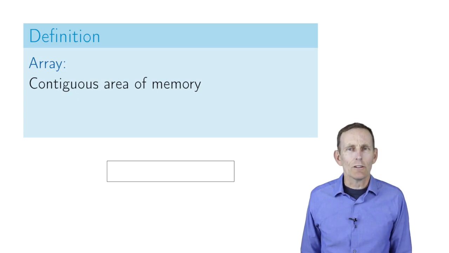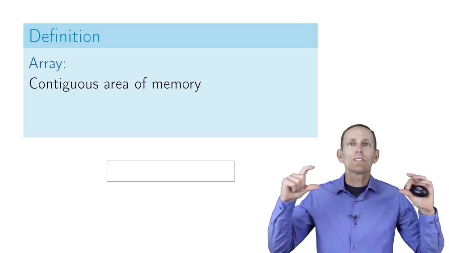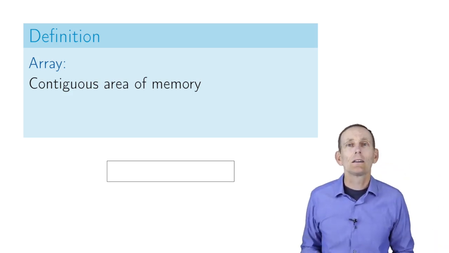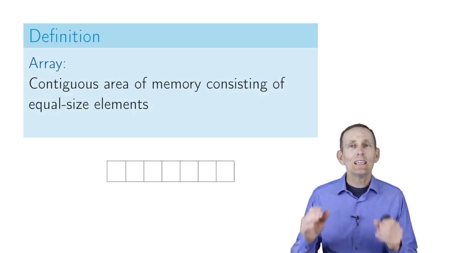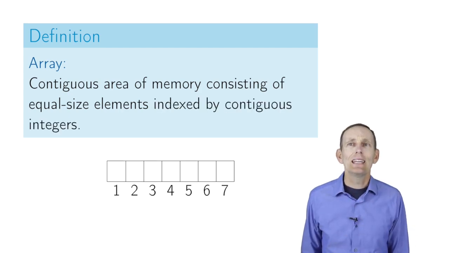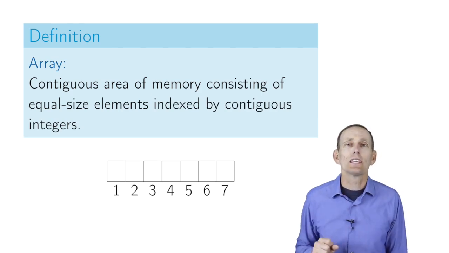So what's the definition of an array? Well, we've got basically a contiguous array of memory, that is, one chunk of memory. That can either be on the stack or it can be in the heap. It doesn't really matter where it is. It is broken down into equal-sized elements, and each of those elements are indexed by contiguous integers. All 3 of these things are important for defining an array.